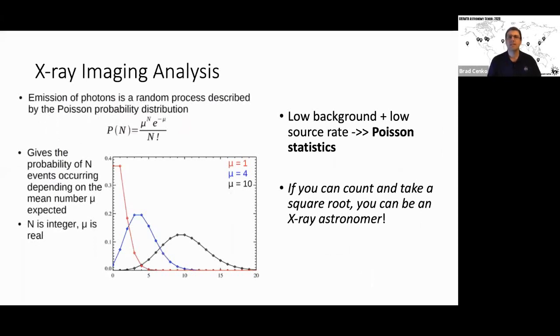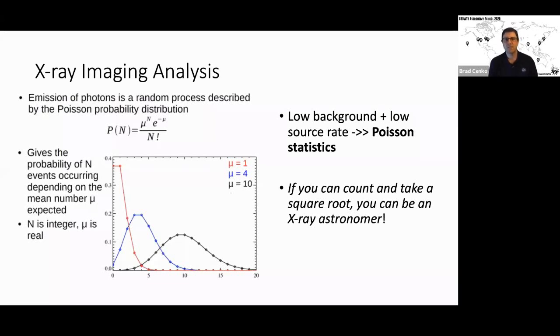So, X-ray imaging analysis. The nice thing about X-ray analysis is that, as a basic fundamental, if you can count and if you can take a square root, you can do X-ray data analysis. It's really as basic as that. And the reason for that is because you have very low background rates. Very rarely are sources going to be in the background dominated regime. And for that matter, almost always we have low source count rates because there aren't a lot of sources that can generate lots of X-rays on the sky.